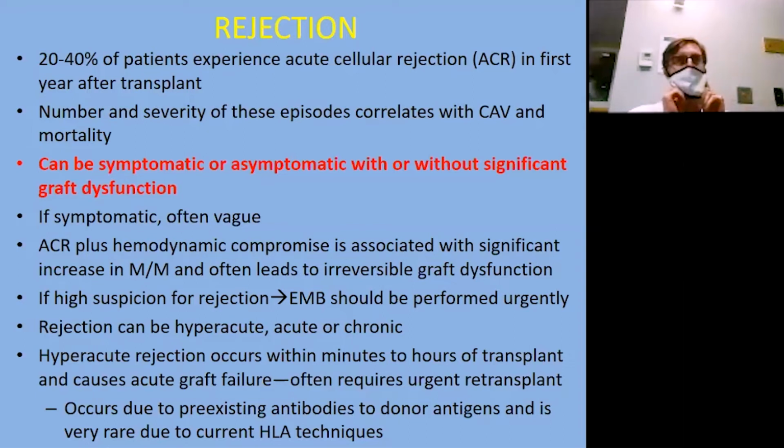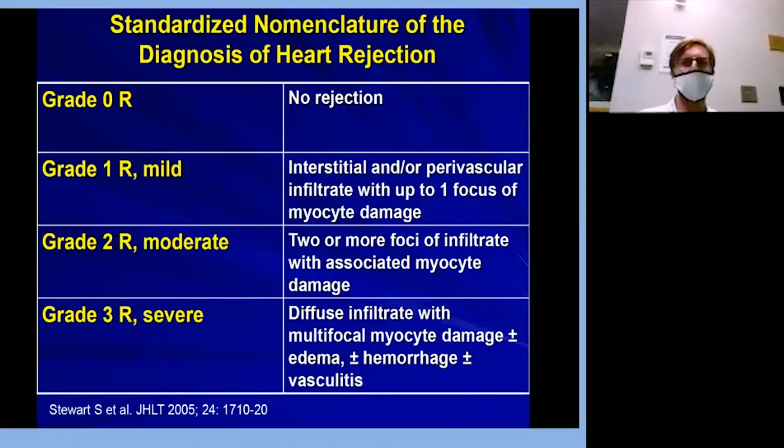There are 3 different types of rejection. It could be hyperacute, acute, or chronic. Hyperacute, hopefully you'll never see a case due to the current techniques of detecting antibodies and cross-match. It's very rare, but if you do see it, it should be heart failure within minutes to hours of the transplant, often when they're still in the OR, causing acute graft failure, and that's certainly an emergency. Does that present like hemodynamic instability? Is that how you identify it? Yes, and loss of function.